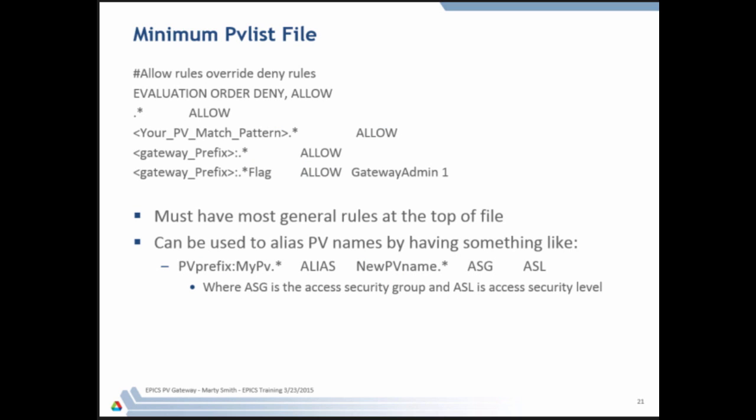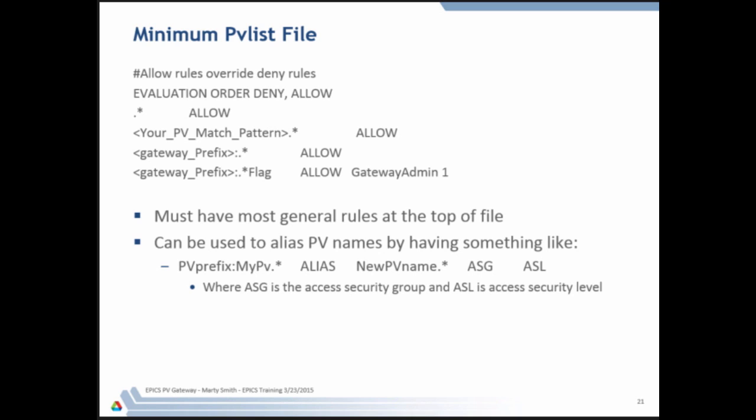Okay, so you need to have an evaluation order of your PV list file. This one says that the allow rules override my deny rules. This file is read by the PV gateway from the bottom up, so it's kind of backwards from what you would normally code. But that means that at the bottom you want your more specific PVs.